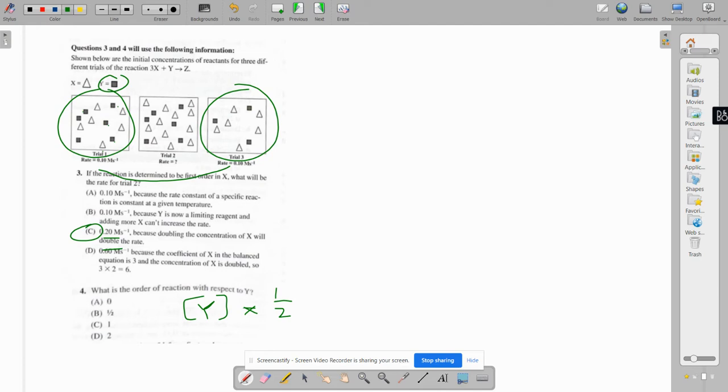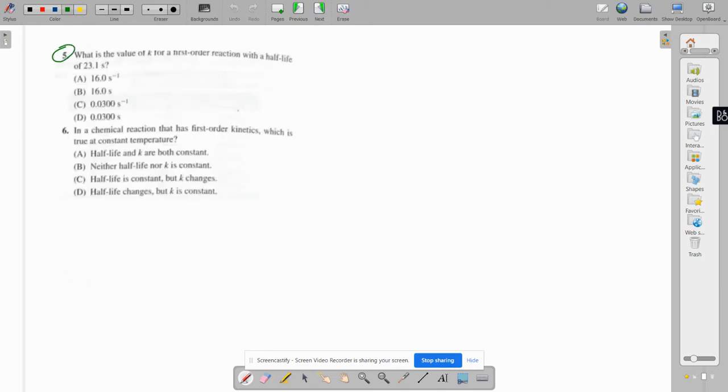So what that tells me is that it must be zero order in terms of Y, because the only change between trial 1 and 3 is that we cut the concentration of Y in half, and the rate stayed exactly the same. We kept the triangles constant, so that was kind of a non-issue. So this reaction is zero order in terms of Y. What do you think? Pretty straightforward? Okay, we're moving right along.